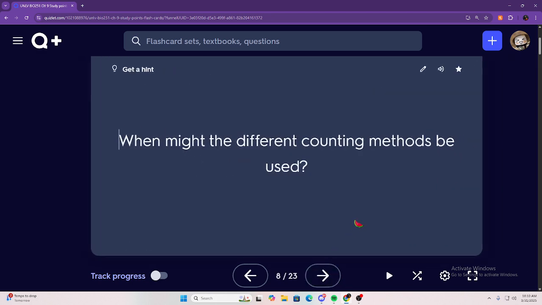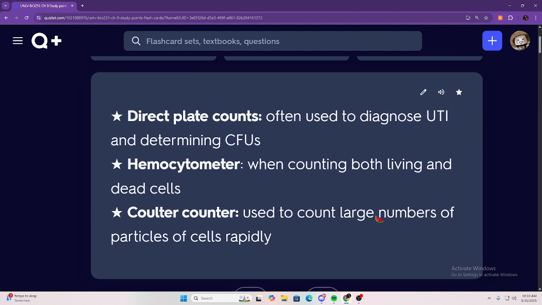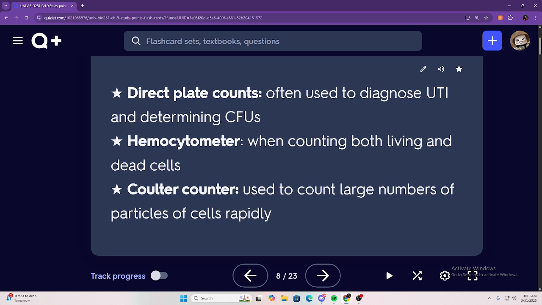When might the different counting methods be used? So direct plates are often used to diagnose UTI and determine colony forming units, CFUs. And a hemocytometer is used when we're counting both living and dead cells, because we can see the living cells and the dead cells on that microscope slide. And then a cell counter is used when we don't have time to do all that and we need to count the amount of cells rapidly.